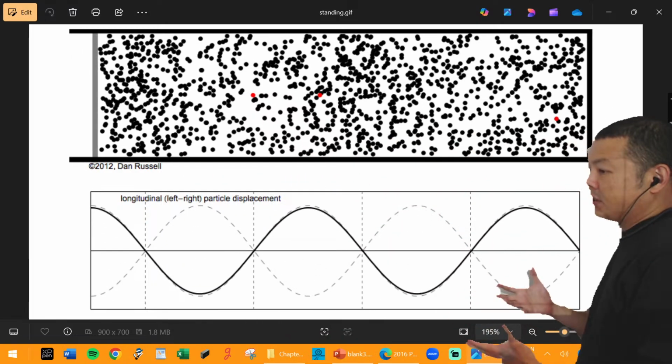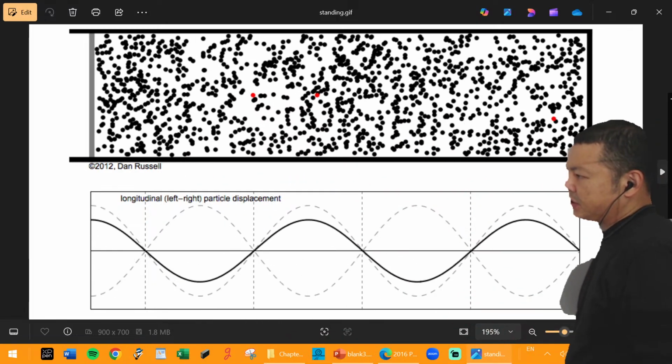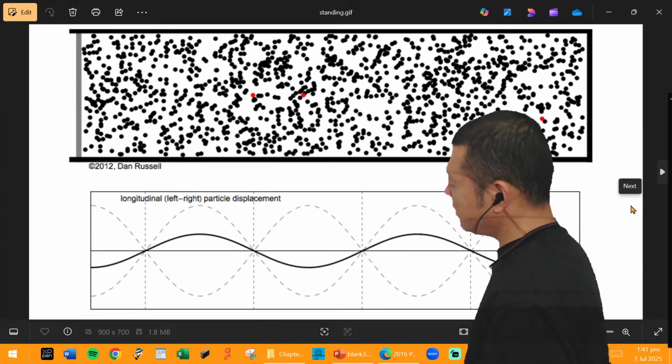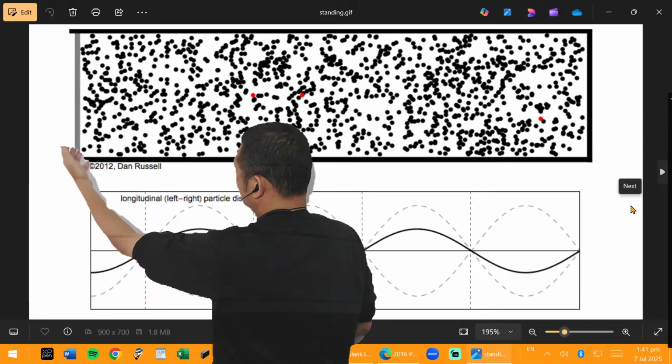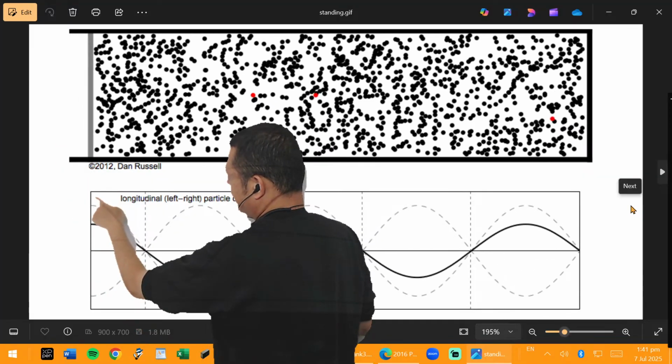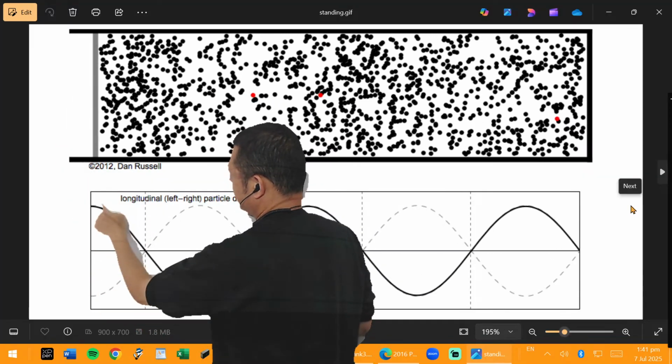So I can't pause this thing, but maybe I can take a screenshot. I'll see whether I can do that. But basically, the particles at the open end, right? This is the open end. It has the biggest amplitude, right? Up, down, up, down, up, down, like that, right? Okay.